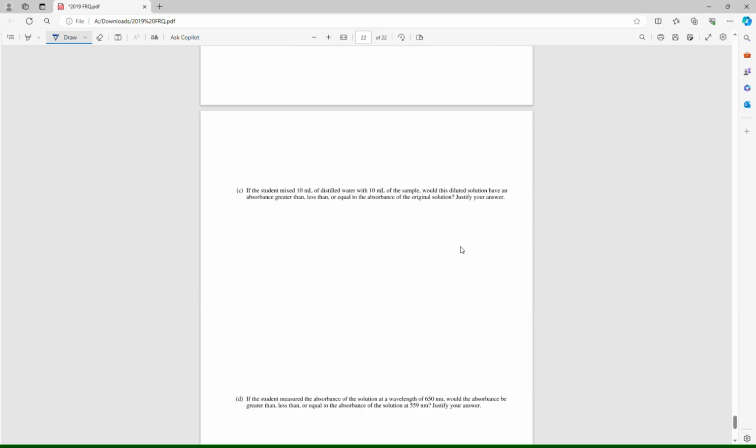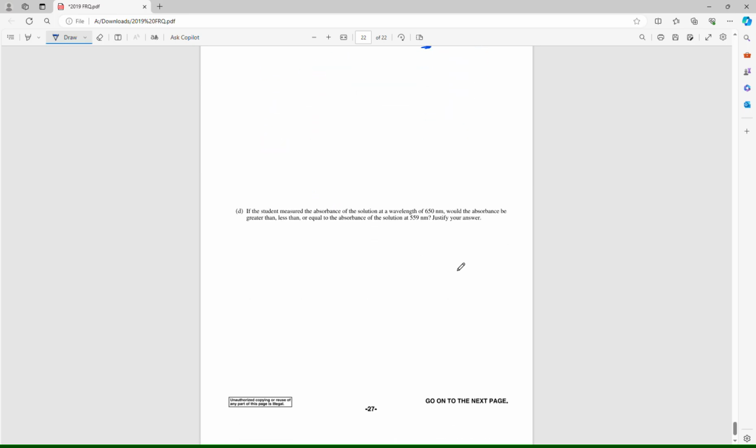All right, if the student mixes 10 milliliters of distilled water with 10 milliliters of the sample, would this diluted solution, keyword diluted here, have an absorbance greater than, less than, or equal to the original? Well, absorbance is directly related to concentration via Beer's law, which is on the equation sheet. Since we are diluting, the concentration decreases, so the absorbance would also decrease. We could justify it using Beer's law: absorbance is equal to this weird thing times b times c, where c is concentration and A is absorbance. So if concentration goes down, absorbance will also go down.